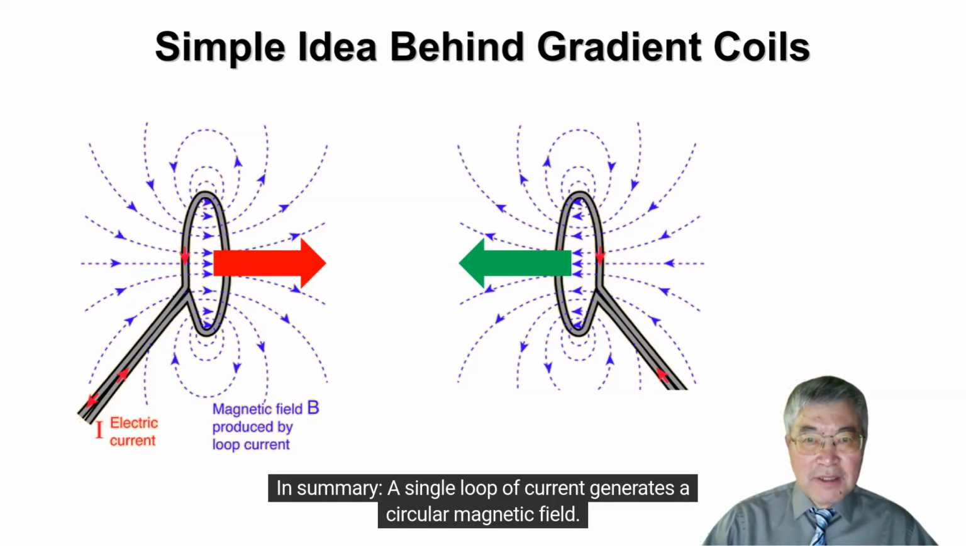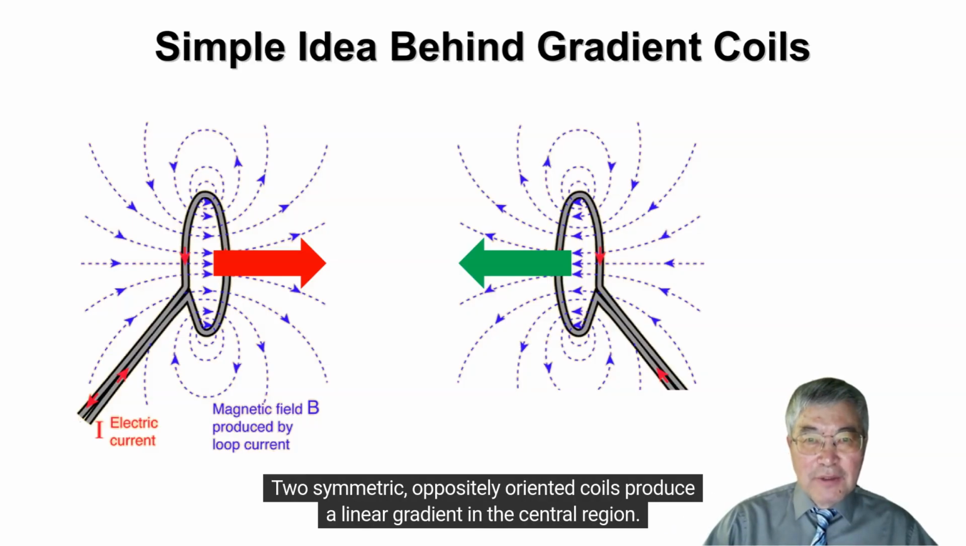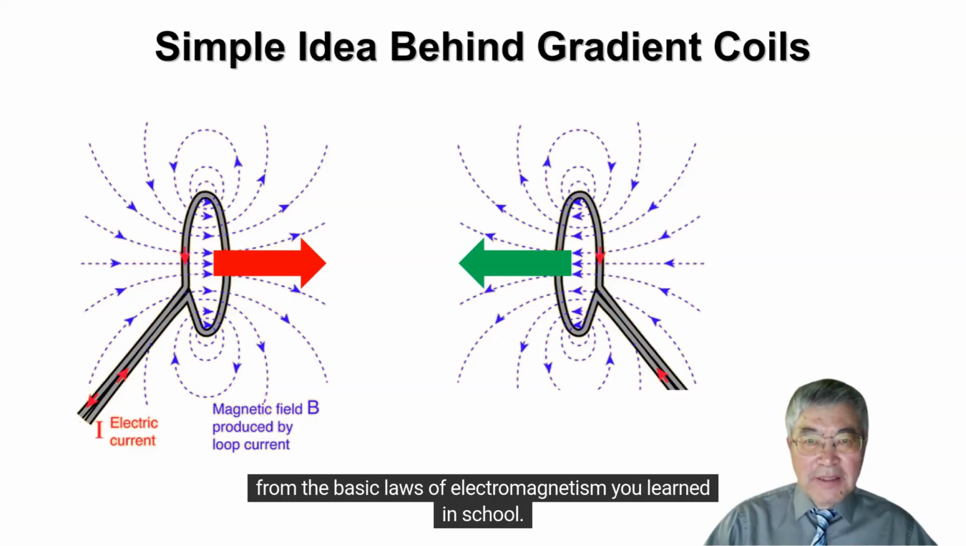In summary, a single loop of current generates a circular magnetic field. Multiple loops amplify the field strength. Two symmetric, oppositely oriented coils produce a linear gradient in the central region. That's the simple physical idea behind how gradient coils work. Elegant, practical, and directly derived from the basic laws of electromagnetism you learned in school.